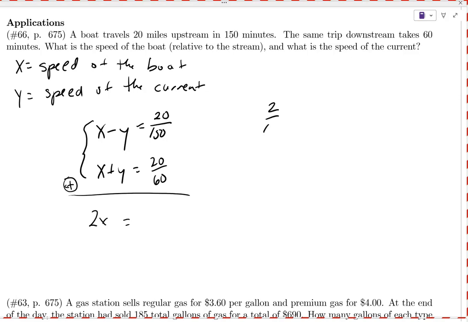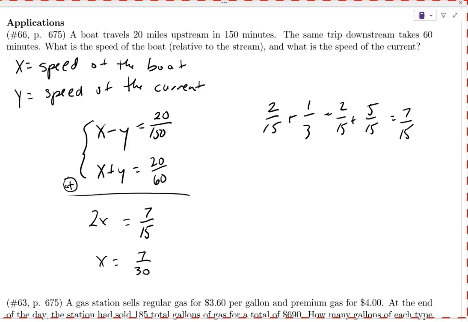Let's see. That first fraction reduces to 2 over 15. And the second one reduces to 1/3. 1/3 is the same thing as 5 over 15. So it looks like we get 7 over 15. Might have been a little bit nicer if we had converted it to miles per hour, but that's okay. Divide by 2, we get our x is 7 over 30.